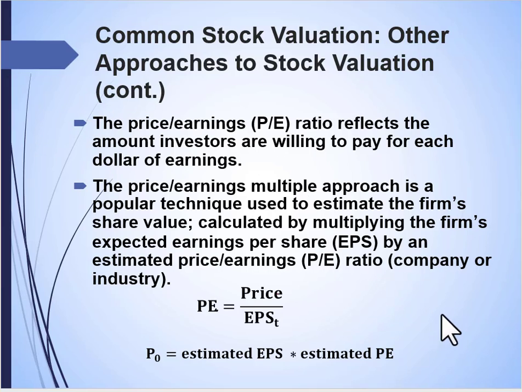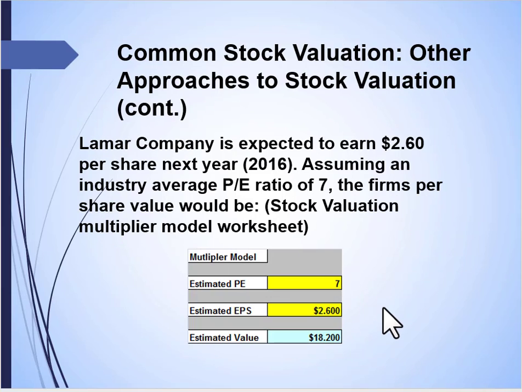So the PE ratio reflects the amount of money investors are willing to pay for each dollar of earnings. So we have price divided by earnings per share. Now the PE multiplier approach tries to predict what this price will be based on the other variables. So we just do a little algebra here. The value, P sub 0, is the estimated earnings per share multiplied by the estimated PE. So this is going to give us a value sometime in the future. So if we have a 1-year estimated earnings per share and a 1-year estimated PE, this will give us a predicted price at the end of this current year, if you will. So let's see how this works mathematically.